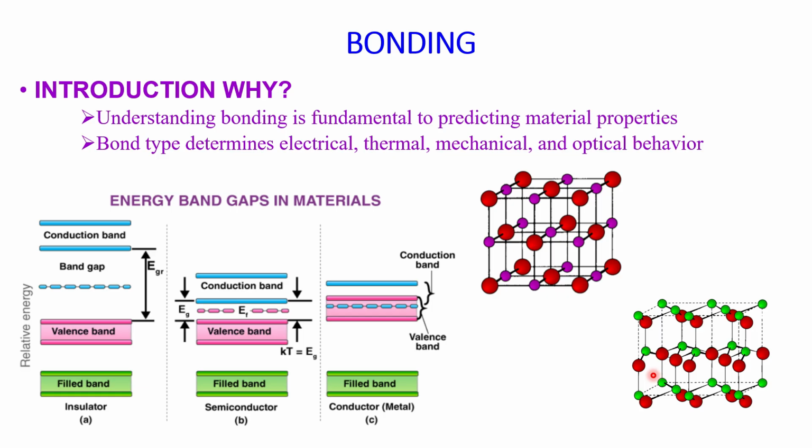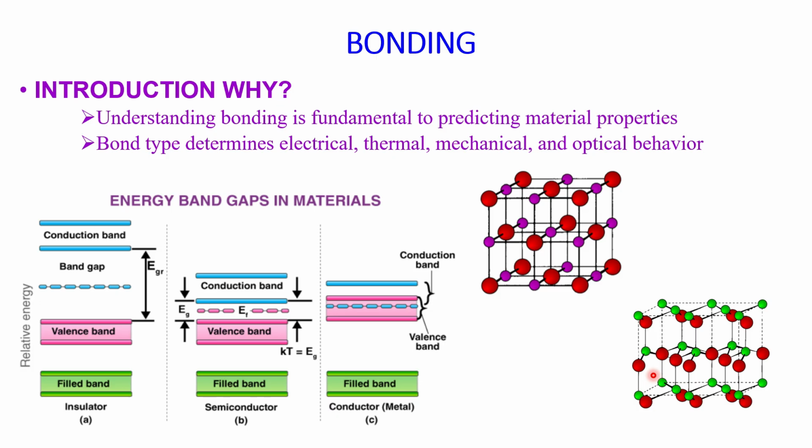Bonding is important because it determines almost every physical property of a material. Electrical conductivity depends on whether electrons are tightly bound or free to move. Thermal conductivity depends on how atoms vibrate around equilibrium positions, which is controlled by bond strength. Mechanical properties such as hardness, elasticity, and brittleness arise from how strongly atoms are held together.